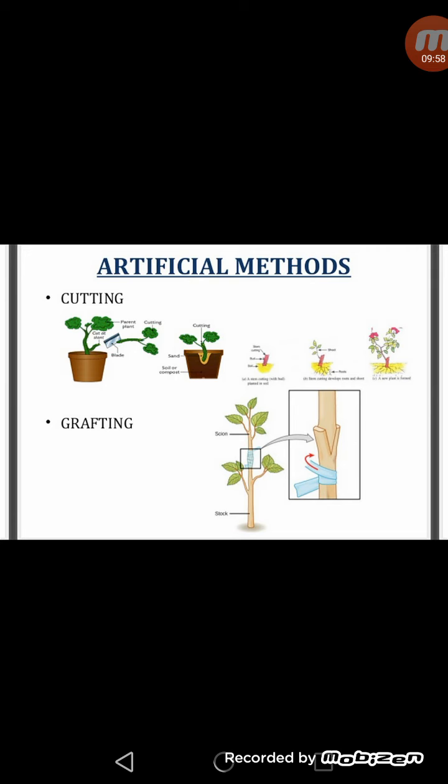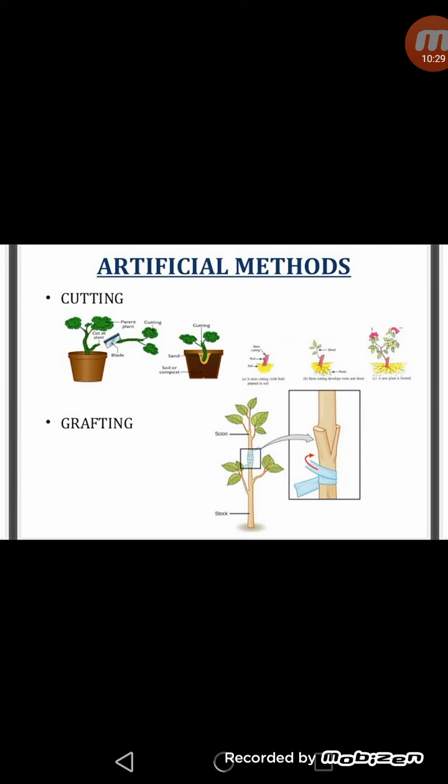What are the advantages of cutting? Number one, a large number of plants can be produced from the old one by the method of cutting. Generally, the plants grown by cutting take less time to grow than those grown from seeds. And thirdly, because it is asexual reproduction, the new plants grown by the cutting method are identical to the parent plant. So generally cutting is preferred.